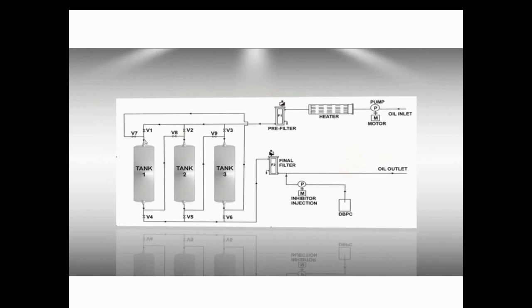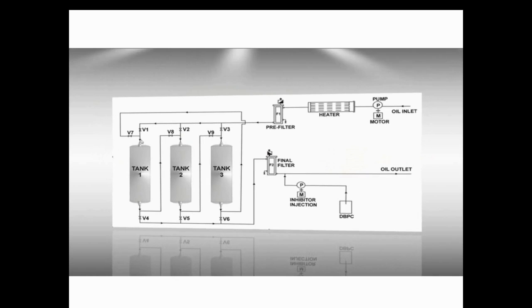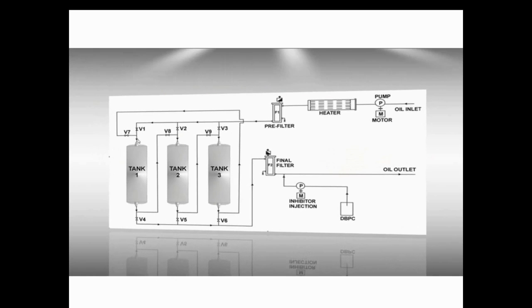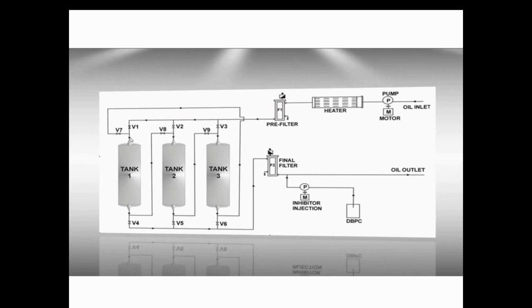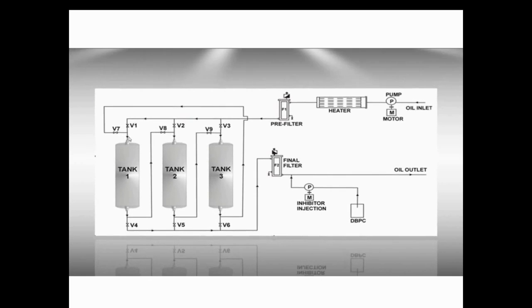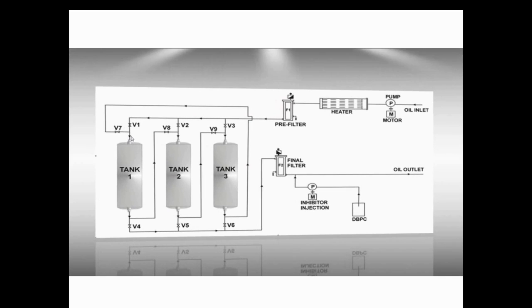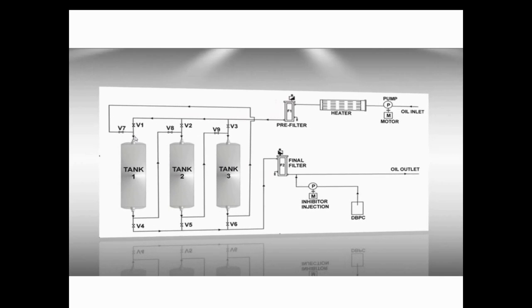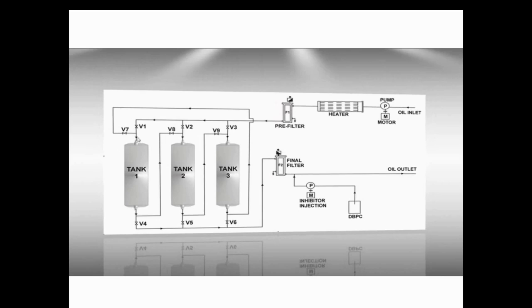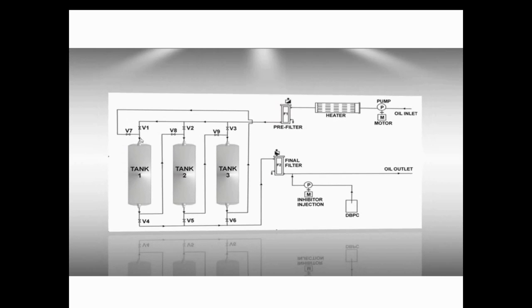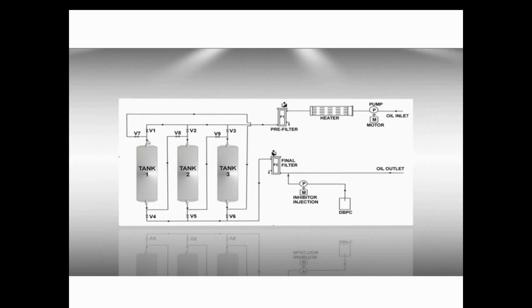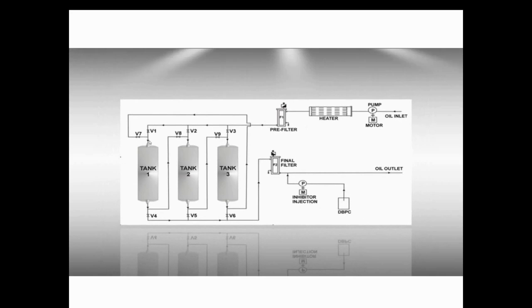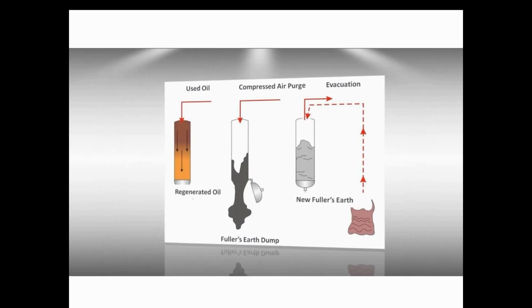Now let's look at Fuller's earth usage in old design machines. Here we can see 3 parallel tanks, heater, pre-filter, fine filter, inhibitor injection and oil outlet. So the oil came through the pump into the heater, then past the coarse filter, Fuller's earth columns, fine filter and left the plant. Fuller's earth acts as a sponge.